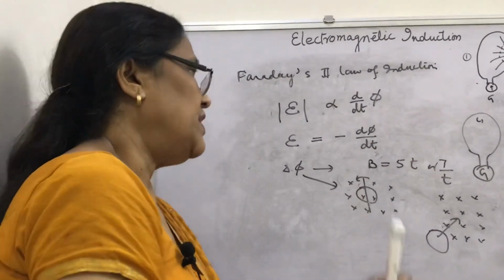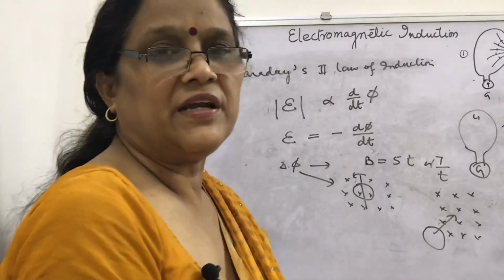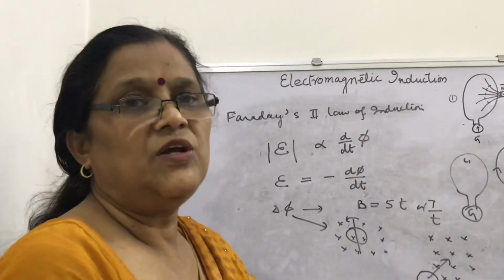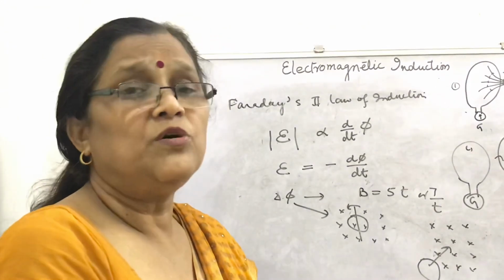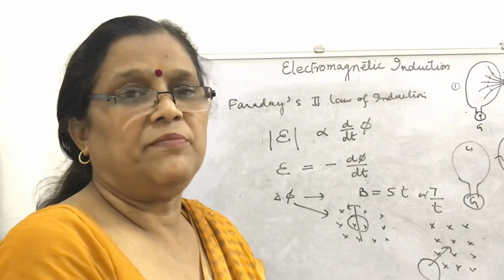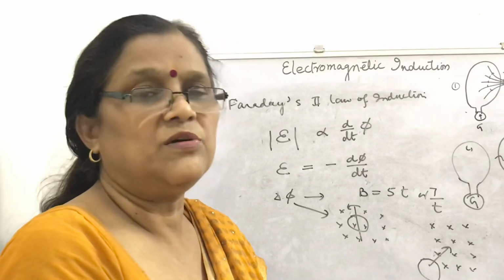Today we have discussed what electromagnetic induction is. In the next lecture we will discuss the direction of induced current, and the many ways in which induced EMF is produced in a closed circuit.